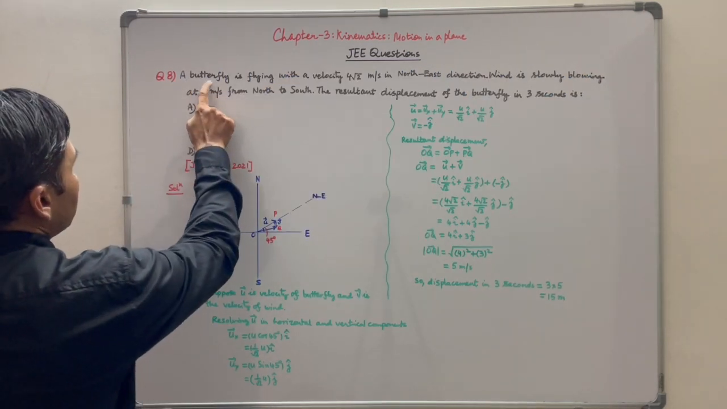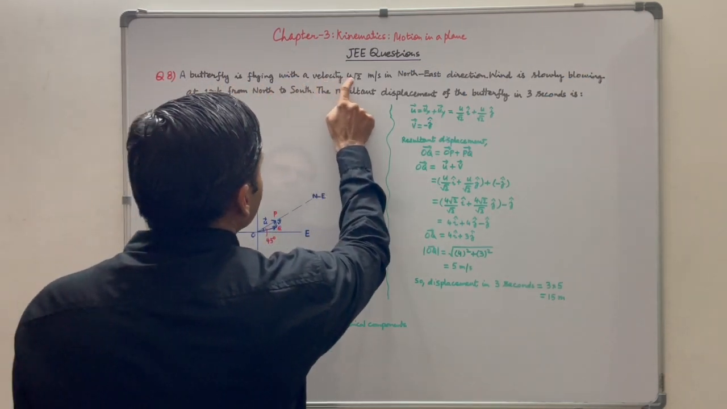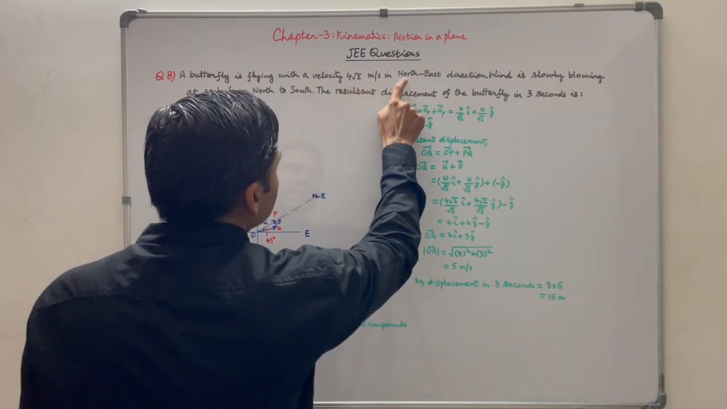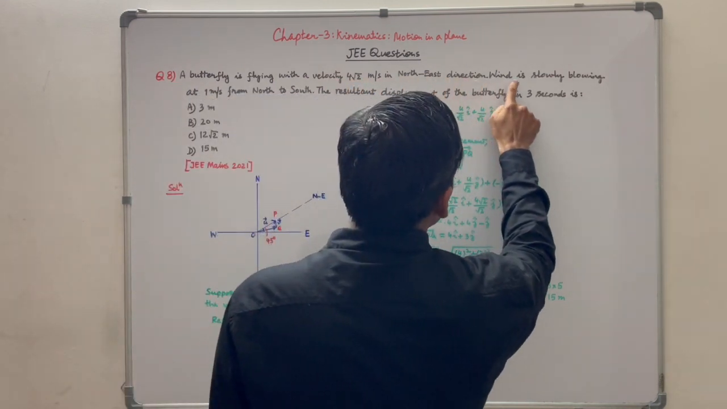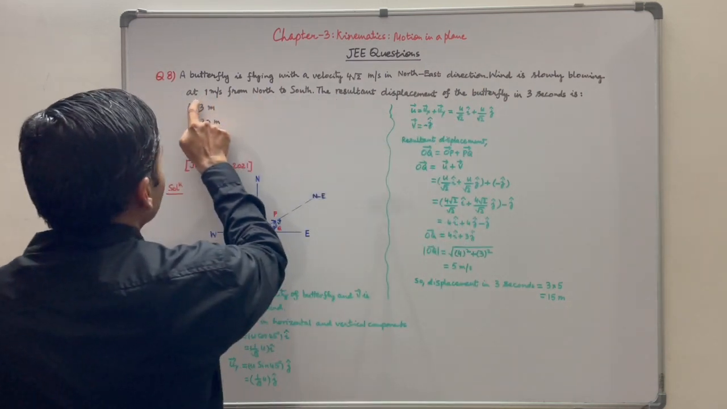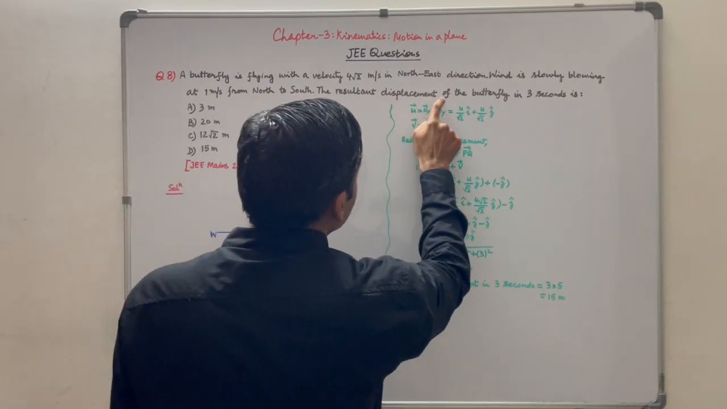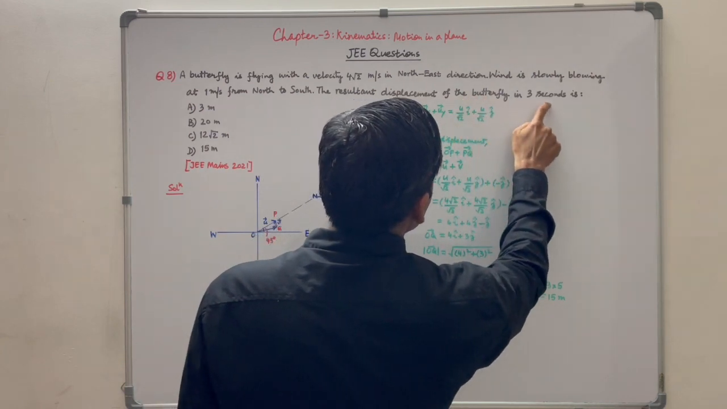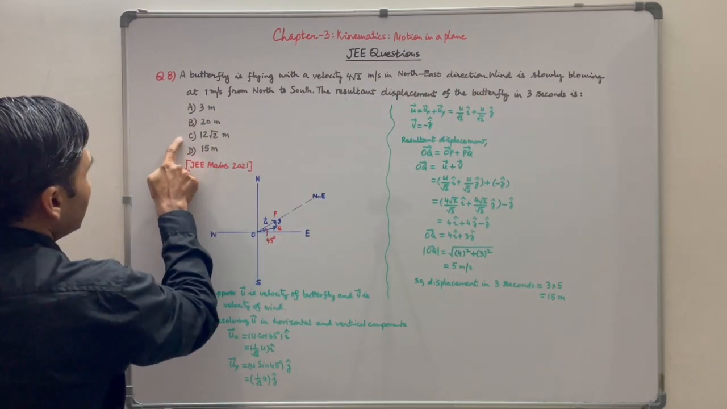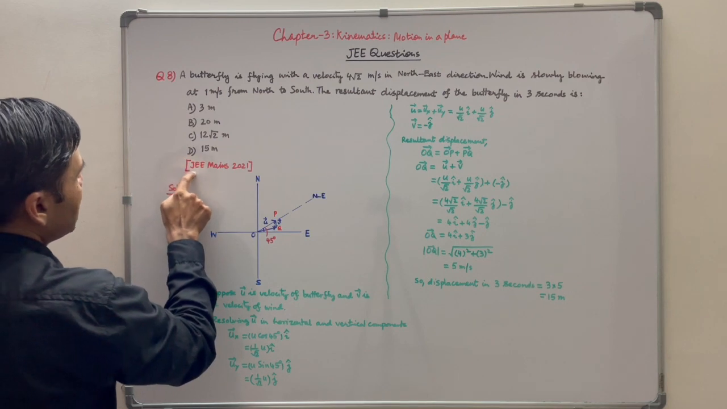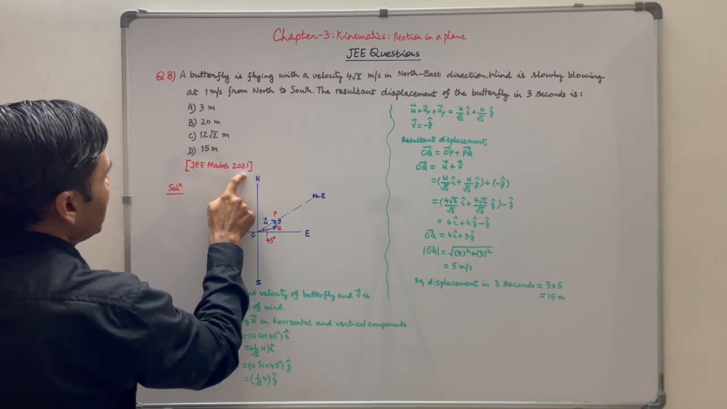Eighth question, a butterfly is flying with a velocity 4 root 2 meter per second in northeast direction. Wind is slowly blowing at 1 meter per second from north to south. The resultant displacement of the butterfly in 3 seconds is. These are the options given. This question appeared in JEE Mains 2021.